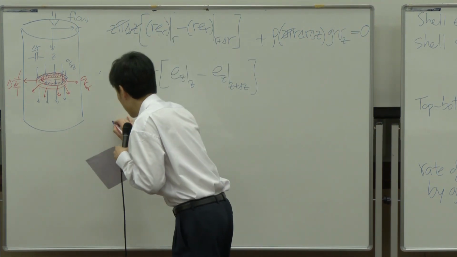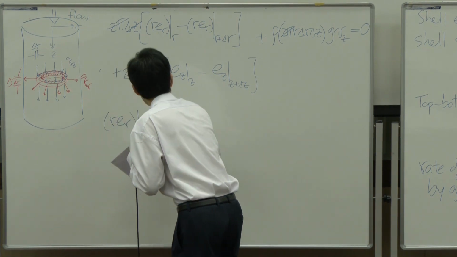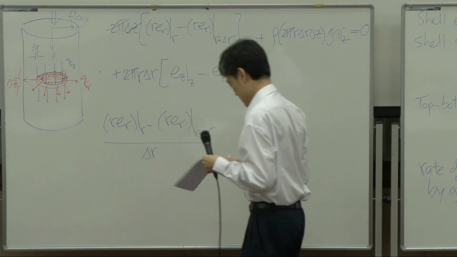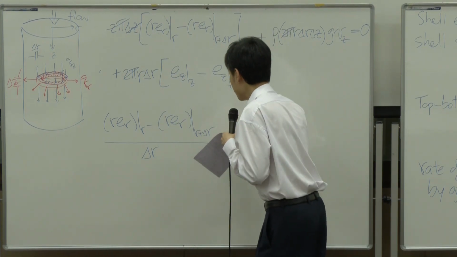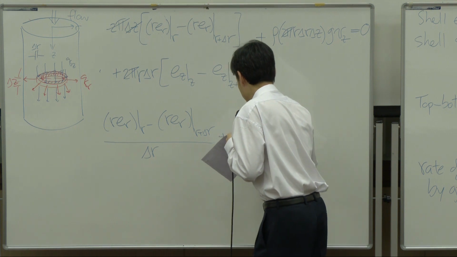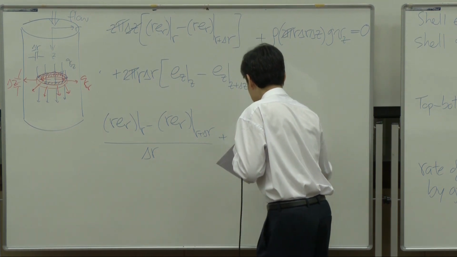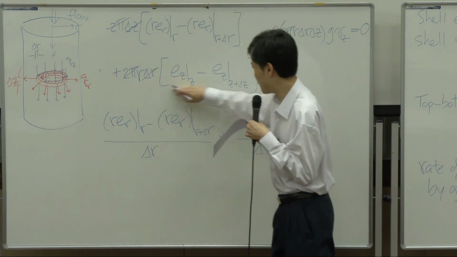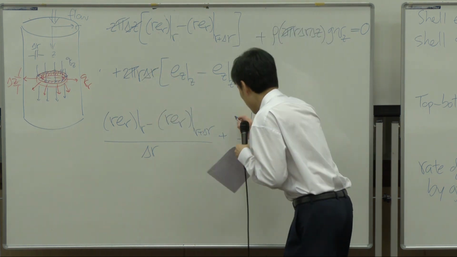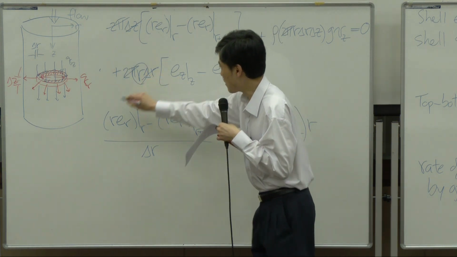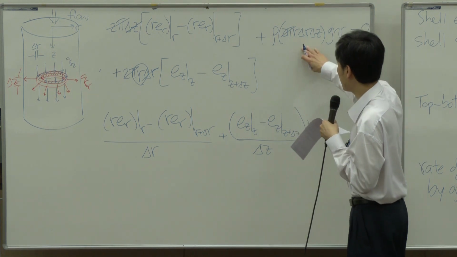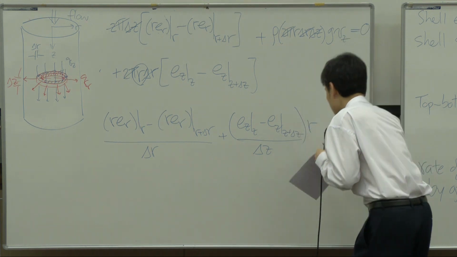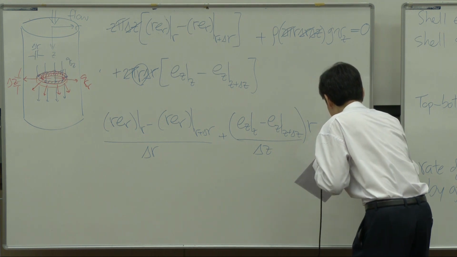And then what we have here would be r er at r minus r er at r plus delta r divided by delta r. That would be the first term. For the second term, that would be Ez at z minus Ez at z plus delta z divided by delta z. Remember, we divide the whole equation by delta r delta z. So this delta r will be gone, and we have delta z as the denominator. Oh, we also need r here from this r. And then this term, if we divide by delta r, delta z, we only have rho r g vz left. So plus rho g r vz equal to 0.